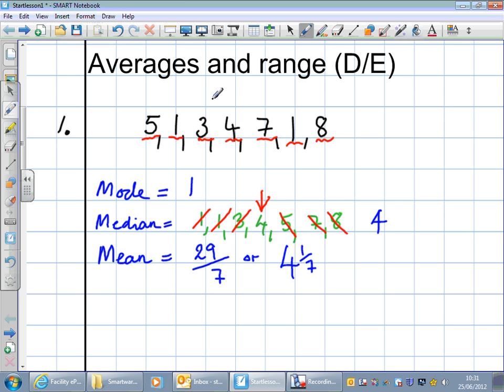Now, just before we move on and look at range, this you'll find quite common at GCSE. The median and the mean are often very close together.